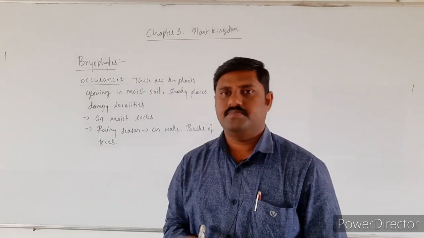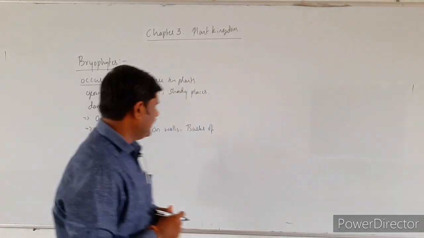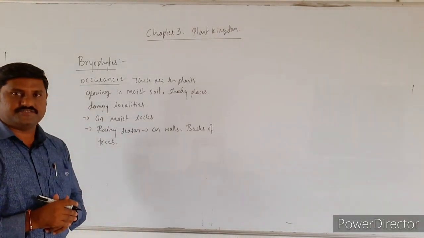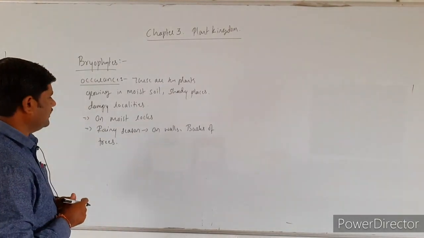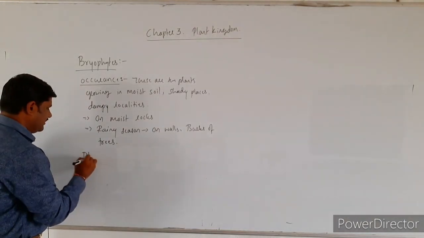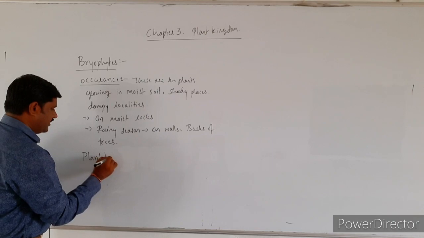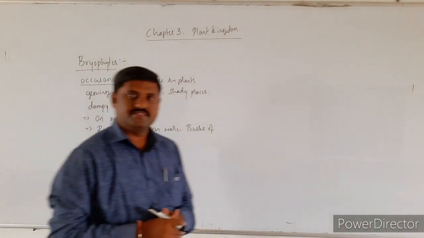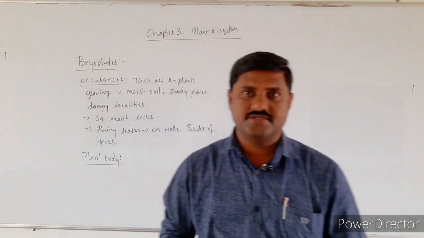These plants are growing, right? So this is about the occurrence of these plants. Let us see how the plant body is. How is the plant body? So of course it is a thallus, right?